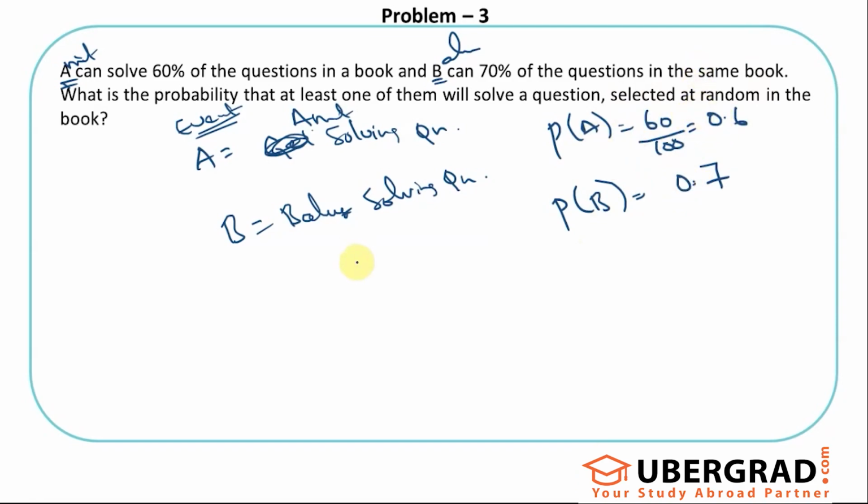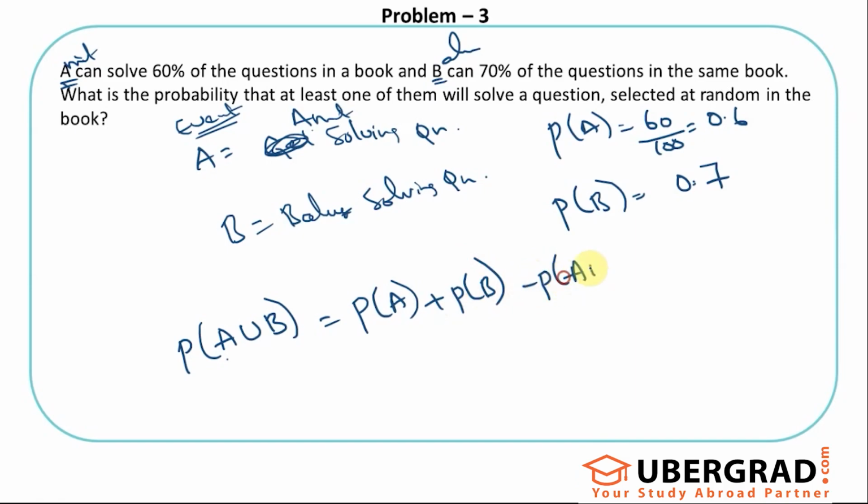This is clear. Now the question is asking what is the probability that at least one of them will solve a question. At least one of them solving a question is P of A union B. Either A solves or B solves, or both can solve. A or B. That's what at least one of them solving means. So that is P of A plus P of B minus P of A intersection B. I know P of A is 0.6, I know P of B is 0.7. What is P of A intersection B? This is something they have not given directly.